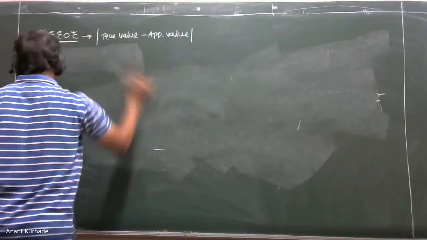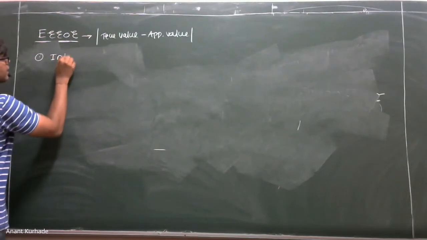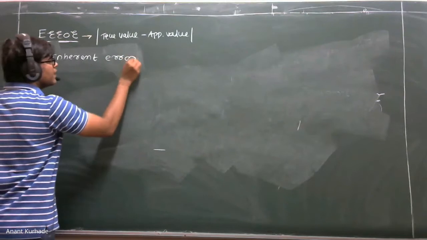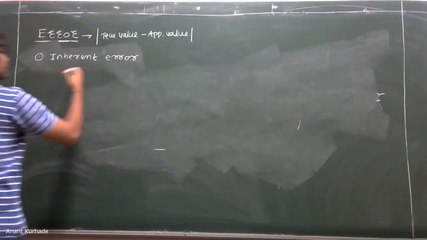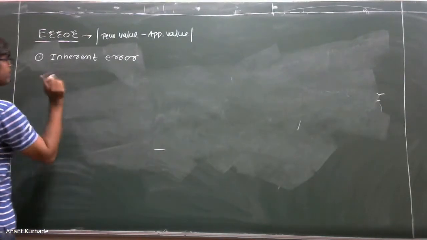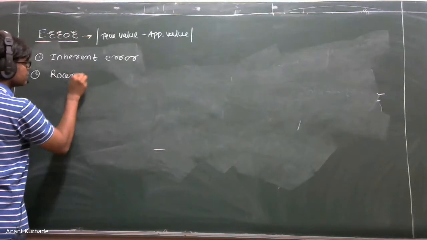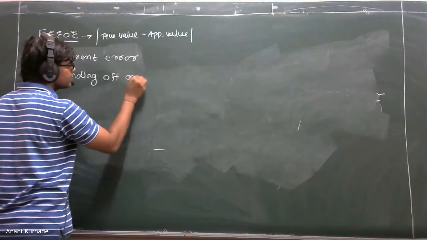Okay, this is the error. The first one is inherent error. It means the errors which are already present in the problem statement. These types of error are inherent errors, present before the solution. Second, we'll check rounding errors.